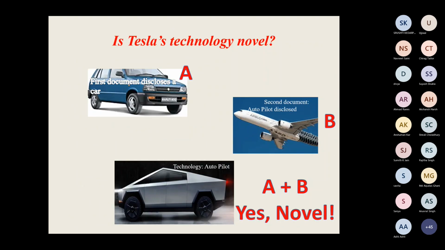So now we see that A, the first document, discloses a car. The second document discloses an autopilot, right? And this car is A plus B. But we are saying that yes, it is novel. Why so? We'll discuss. Please switch to the next slide.